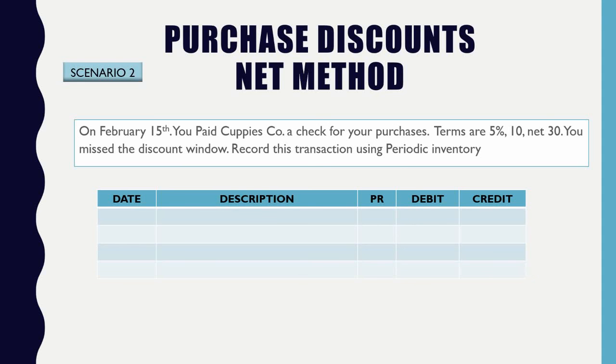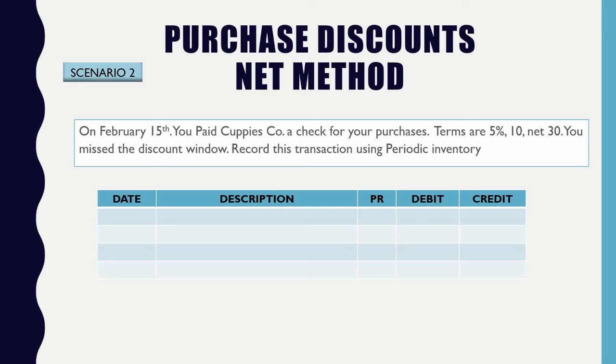Now, what happens in scenario 2 when I missed the discount period? I end up paying on the 15th instead of the 10th, because the 10th would have been the discount period. So what happens if I end up paying after the discount period? Full price. Yes. But don't you have to itemize it? What do you mean by that? The discount amount in a separate line.